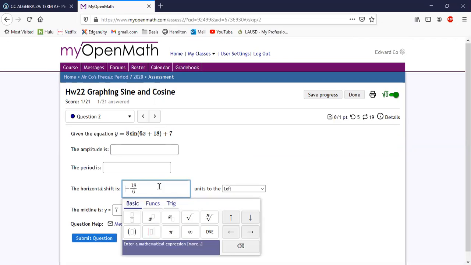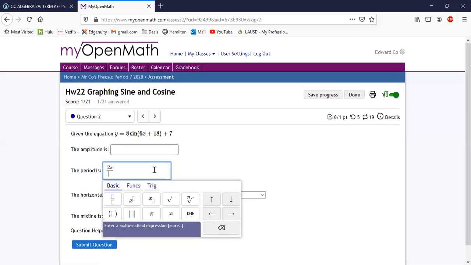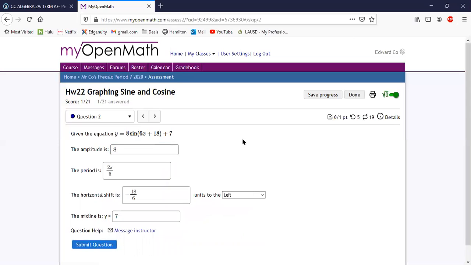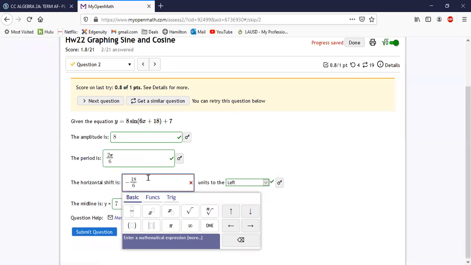If not, we'll see if this is going to pan out. I might have to switch up that. The period is 2 pi divided by 6. And the amplitude is 8. I want you guys to make sure you can all get these answers. I'm going to go submit it and see what it says. It gave me a wrong answer here. It's because that was not a negative.